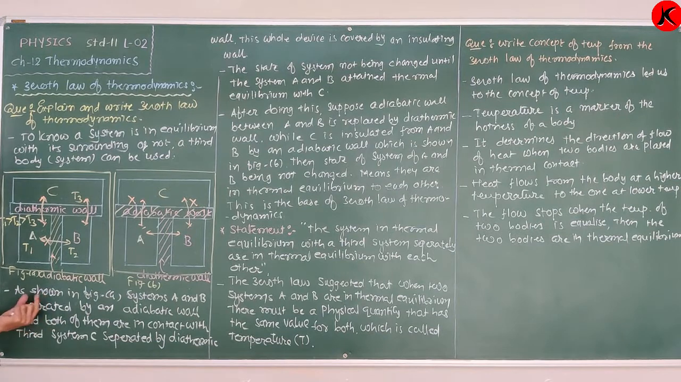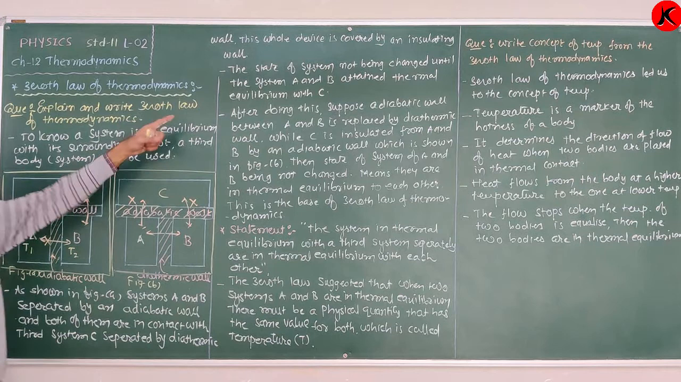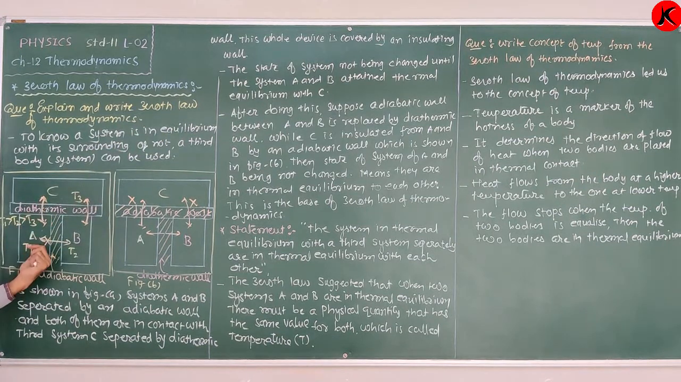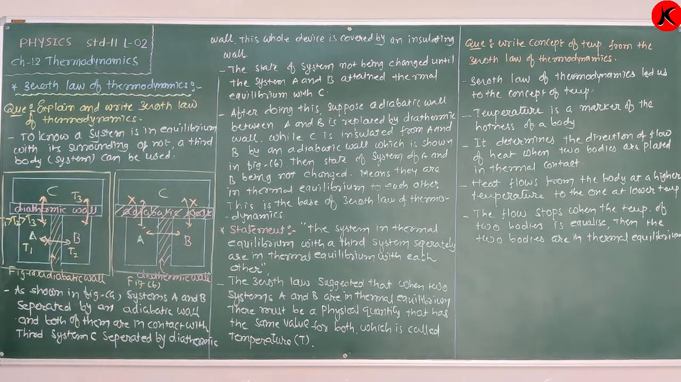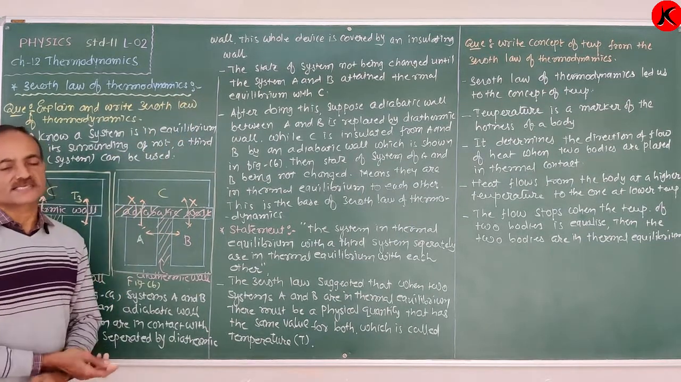Again, as shown in the figure, systems A and B are separated by an adiabatic, non-conducting wall. Both systems are in contact with the third system C, separated by a diathermic wall, that means the conducting wall. And the whole device is covered by an insulating wall. Now, the state of systems A, B, C does not change until systems A and B attain thermal equilibrium with C.